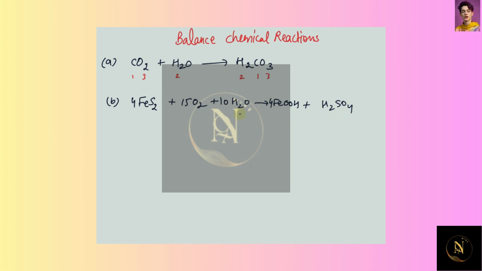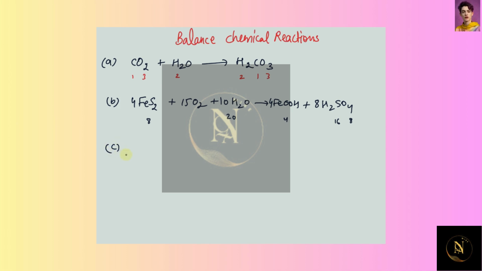We can see that the number of hydrogen atoms in the reactants is 20, and in the product we have already formed 4 hydrogen atoms. So H2SO4 must contain 16 more hydrogen atoms. Therefore, the number of moles of H2SO4 formed will be 8. Now you can see that the number of sulfur atoms in the products is 8, and in the reactants it is also 8. The number of oxygen atoms has also been balanced. So this will be the balanced chemical equation, and 8 moles of sulfuric acid will be formed.